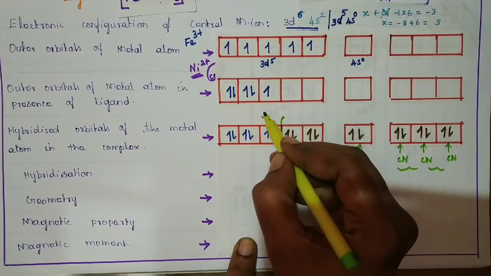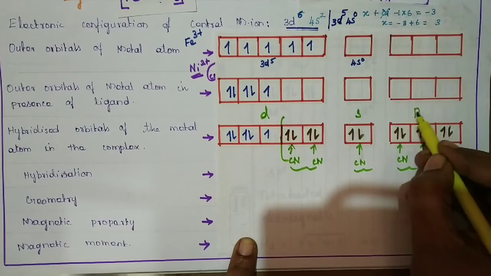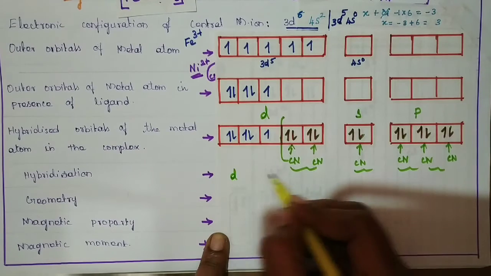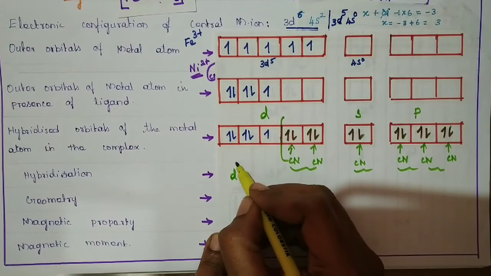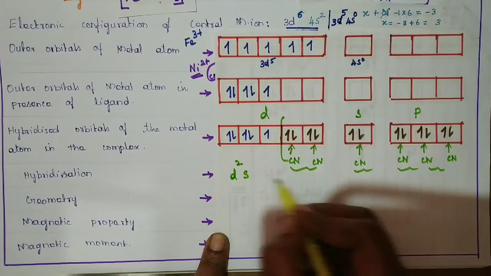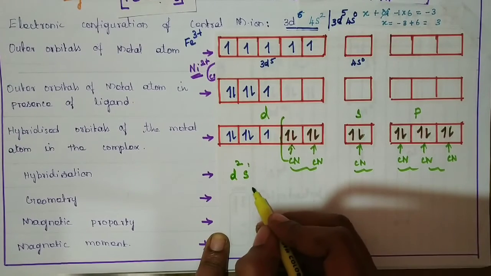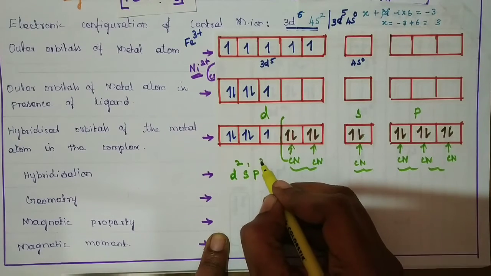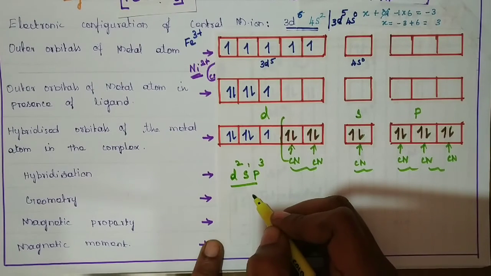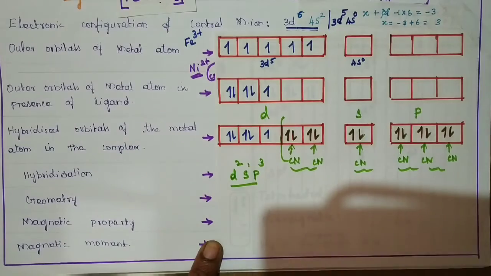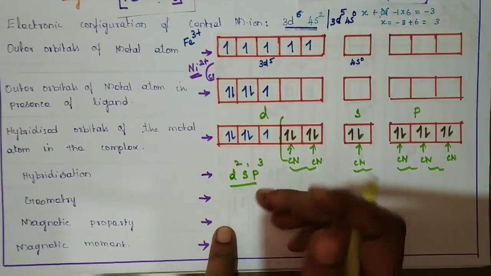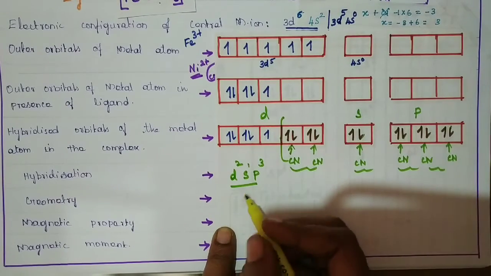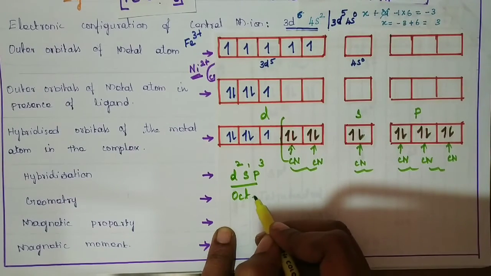Here this is the d orbital, s orbital and p orbital. In hybridization, 2 d orbitals are involved, therefore d2. Then in s orbital only 1 orbital is involved. In p orbital, 1, 2, 3 orbitals are involved. So hybridization is d2sp3. Then what about the geometry? Total number of ligands is 6, 1, 2, 3, 4, 5, 6. So no problem, this is octahedral.